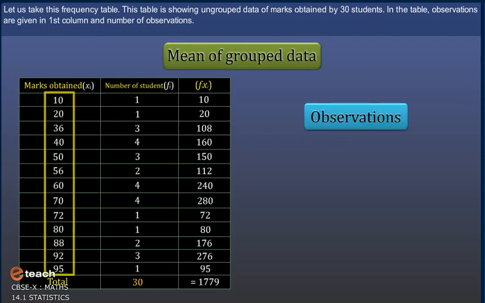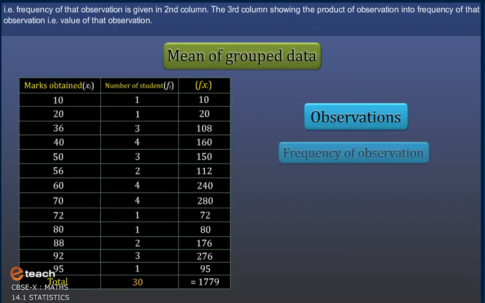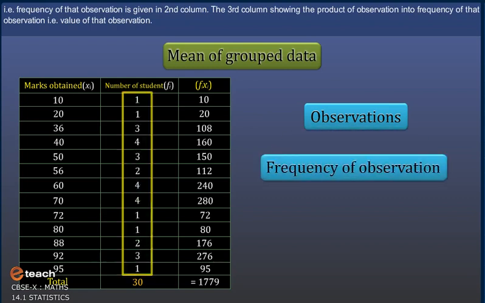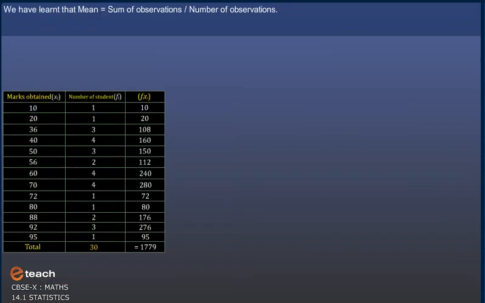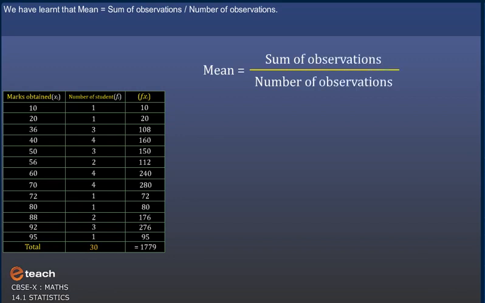In the table, observations are given in the first column and the number of observations, that is, the frequency of that observation, is given in the second column. The third column shows the product of the observation and its frequency, that is, the value of that observation. We have learned that mean is equal to sum of observations upon number of observations.